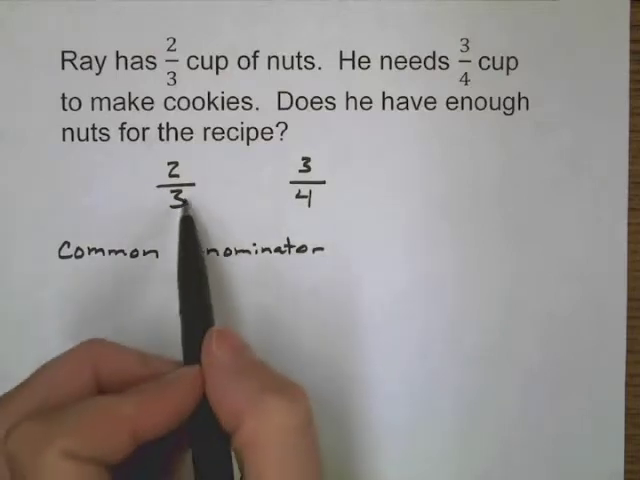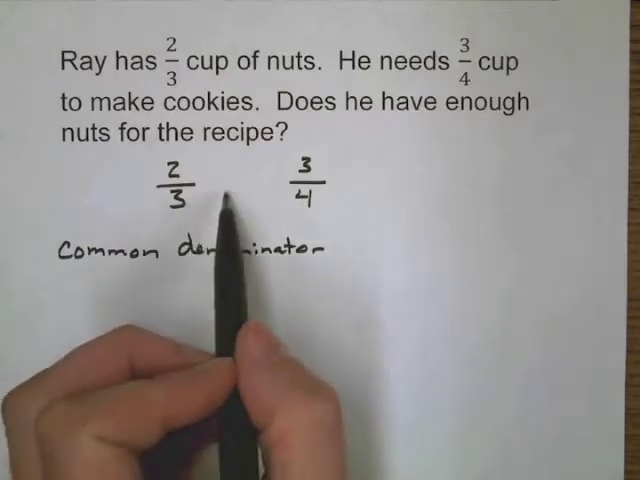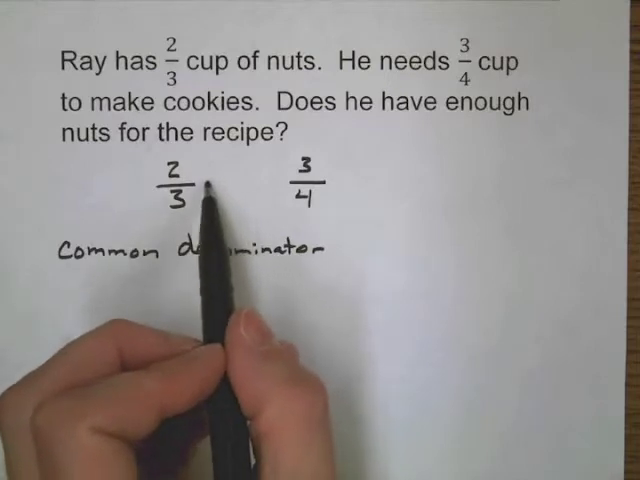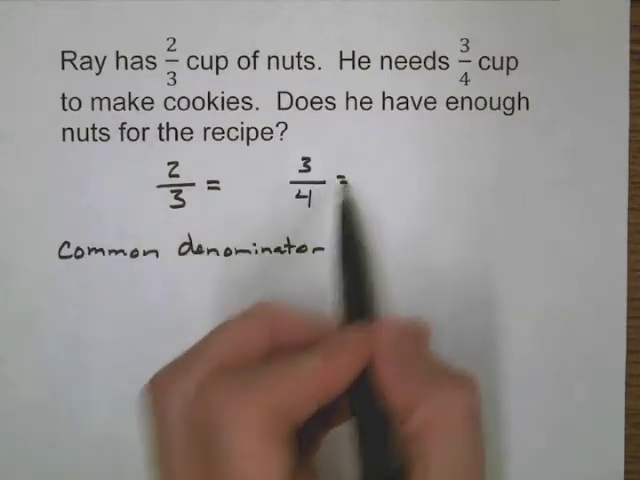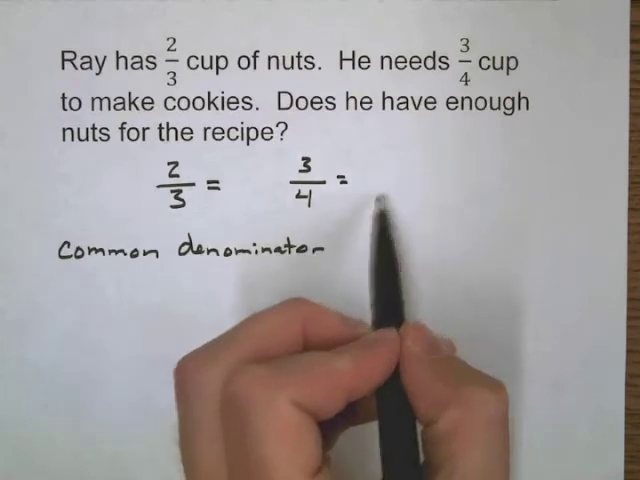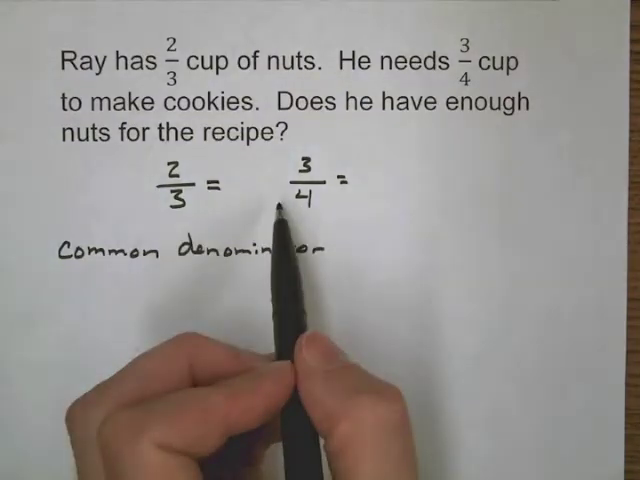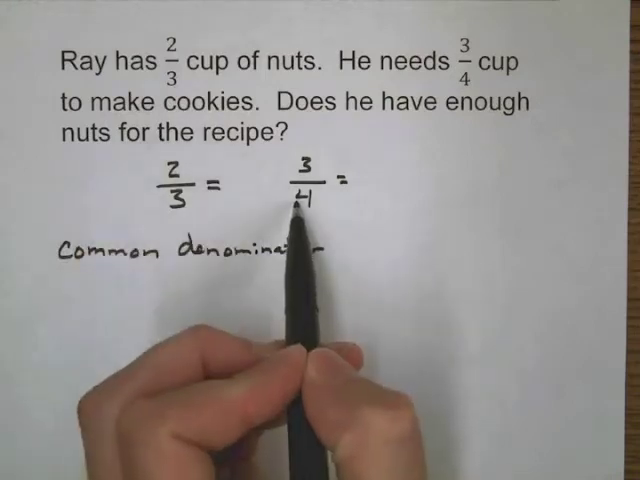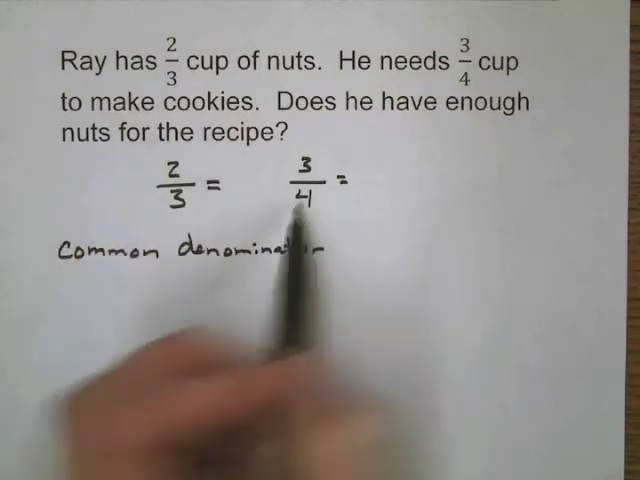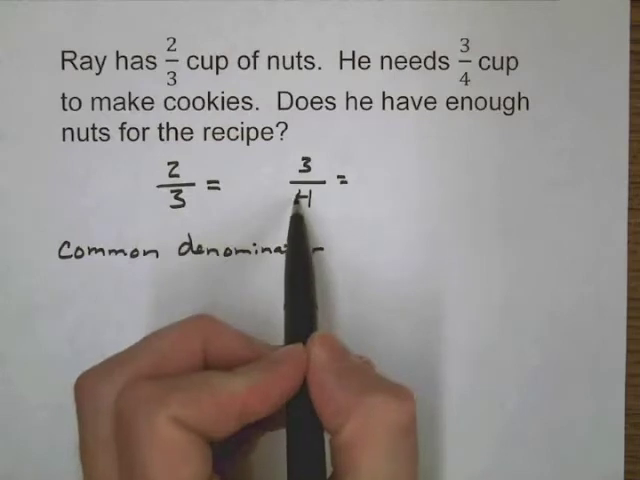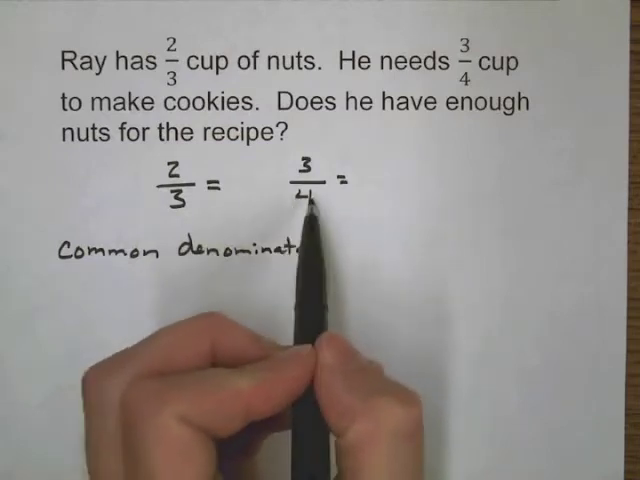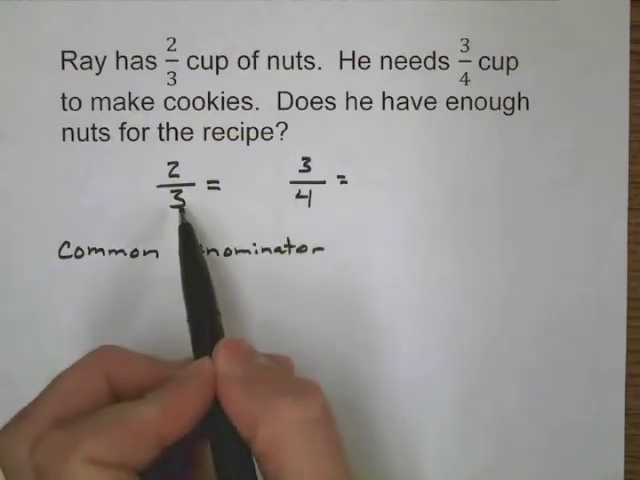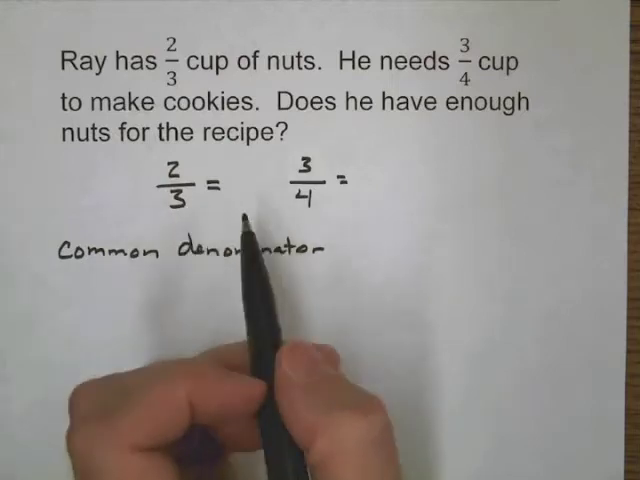Is there something I can multiply 3 by to make that an equivalent fraction? And is there something I can multiply 4 by to get a denominator that will also work for both 3 and 4? And one of the fastest ways to do that is to multiply both of those denominators together. So 3 times 4 is going to be 12, and 4 times 3 is also going to be 12. Now that's not the only way you can do it, but that is a quick way.